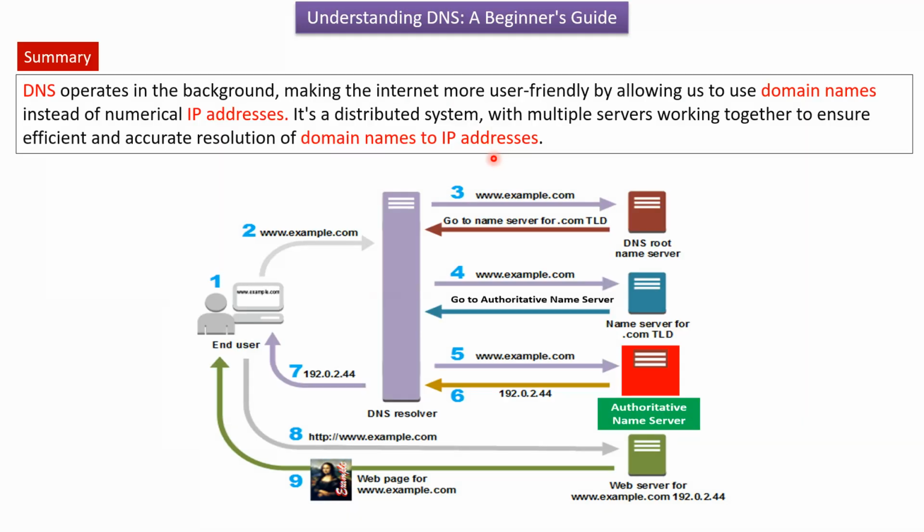Now we will see the summary. DNS operates in the background, making the internet more user friendly by allowing us to use domain names instead of numerical IP addresses. DNS is a distributed system with multiple servers working together to ensure efficient and accurate resolution of domain names to IP addresses.